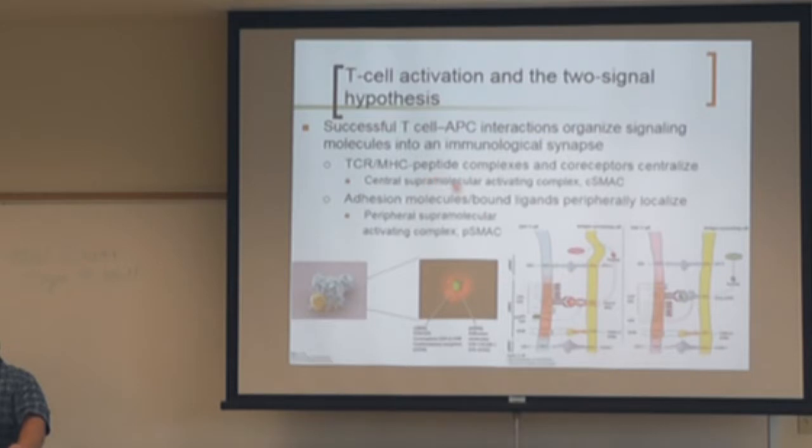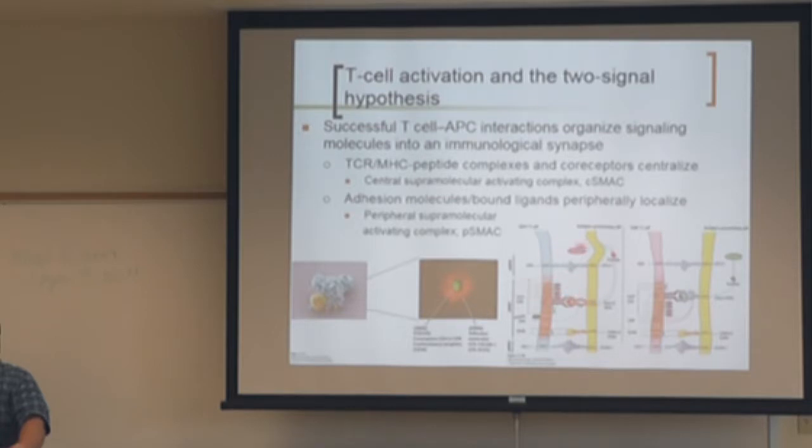supramolecular activating complex. So you get this cSMAC, which has all of your MHC molecules, and all of your T cell receptors will form in this central region. Also your co-stimulatory molecules, your CD28 and your CD80s. On your T cell, you have CD28 as the co-stimulatory receptor, and that's an important one to know. That receptor will bind to CD80 or CD86, and that is also within that central area.